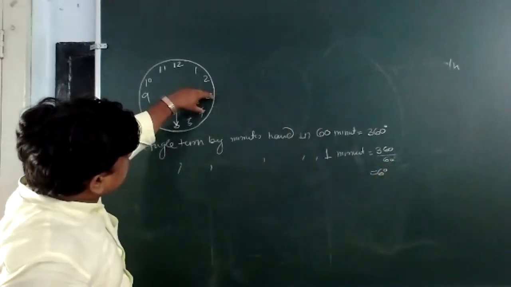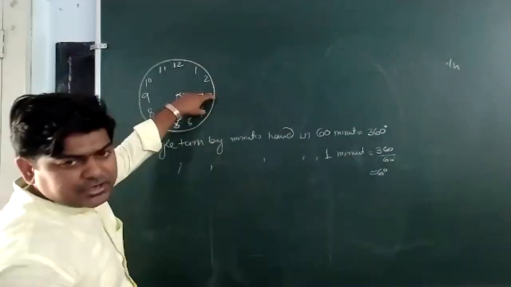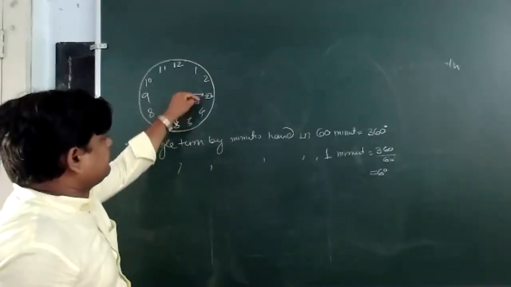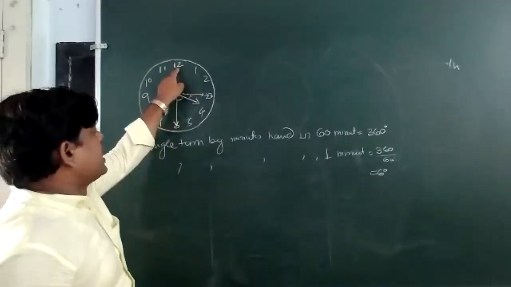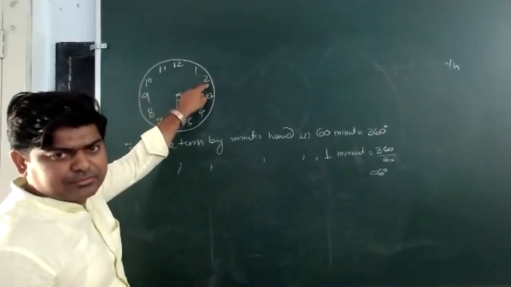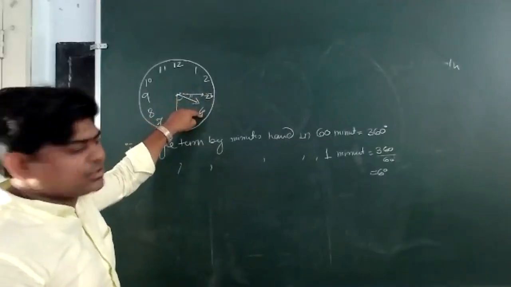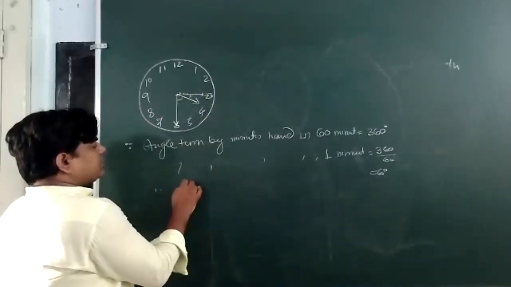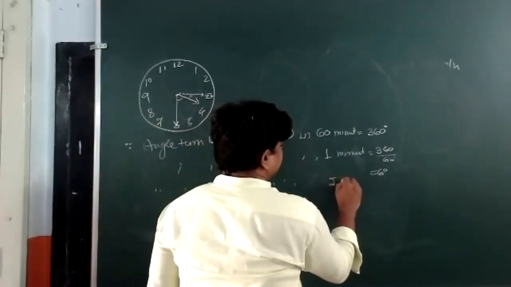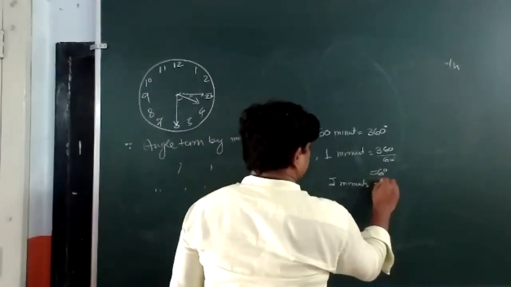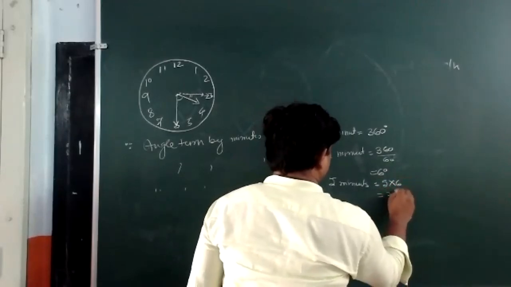Now see that two marks, 3 and 4. I think 5 minutes. No? If our minute hand turns from 3 to 4, 5 minutes will be turned. 12 to 1, 5 minutes. 1 to 2, 5 minutes. 2 to 3, 5 minutes. 3 to 4, 5 minutes. Okay. So the angle turned by the minute hand in 5 minutes can be written as 5 into 6, that is equal to 30 degree.